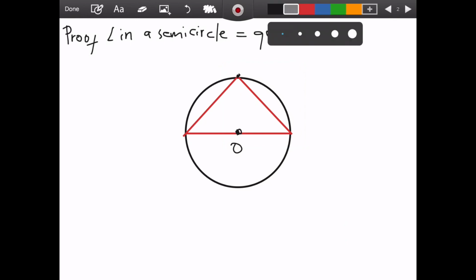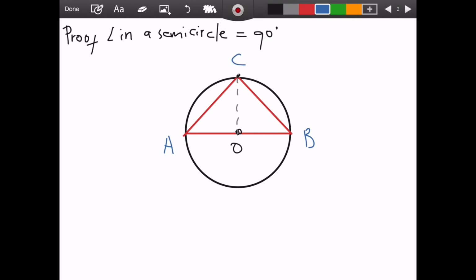First of all, we like to draw another radius over here, and let's give it a name. Over here, let's call it A, here B, and here it's C. So the angle OAC, let's assume it to be X.